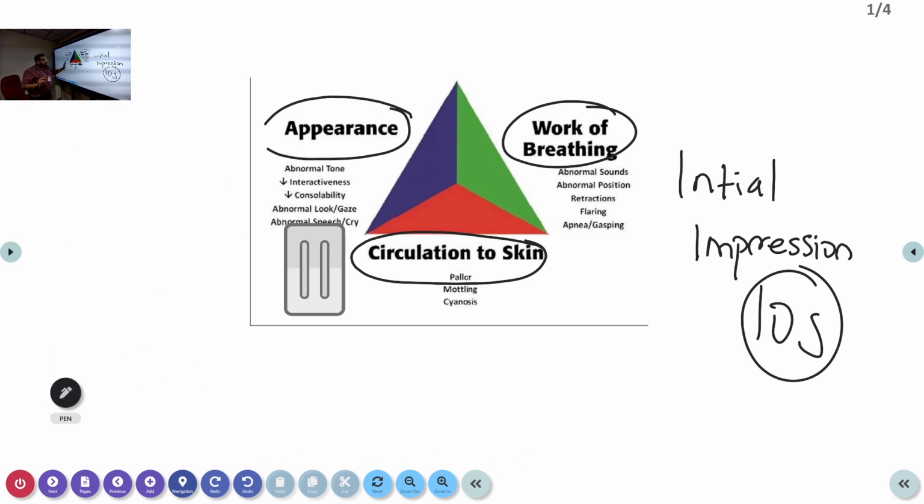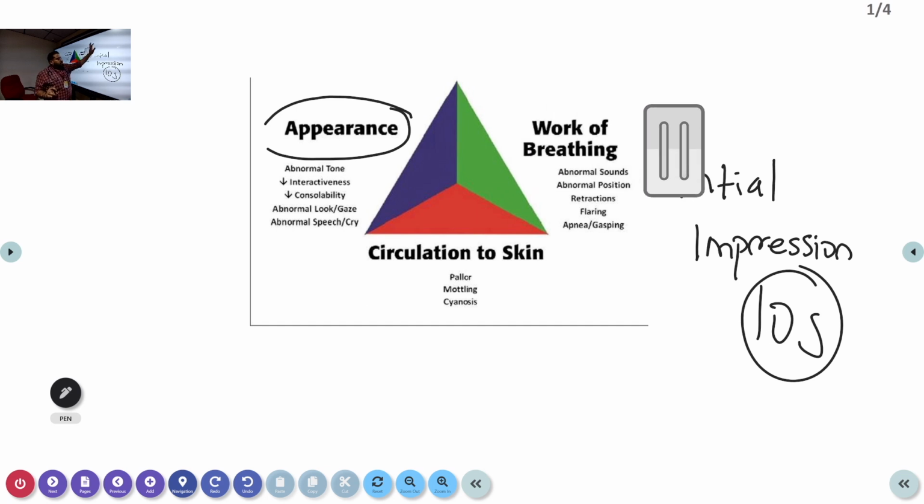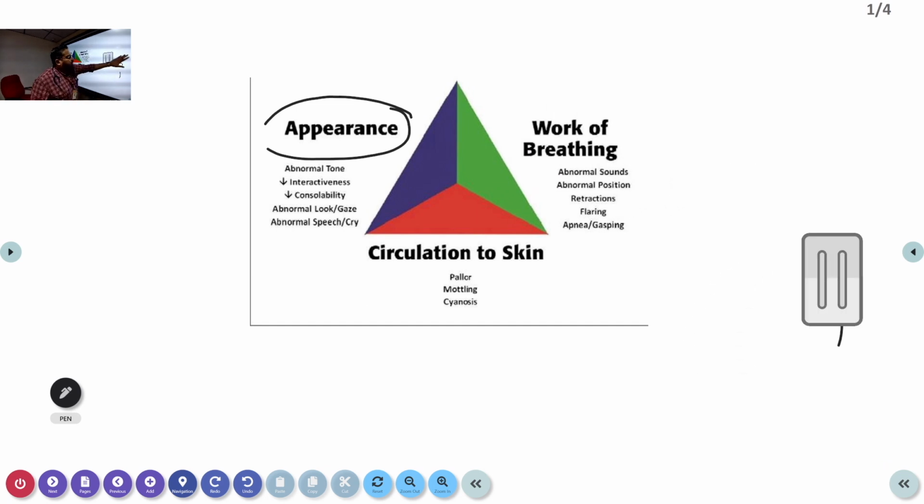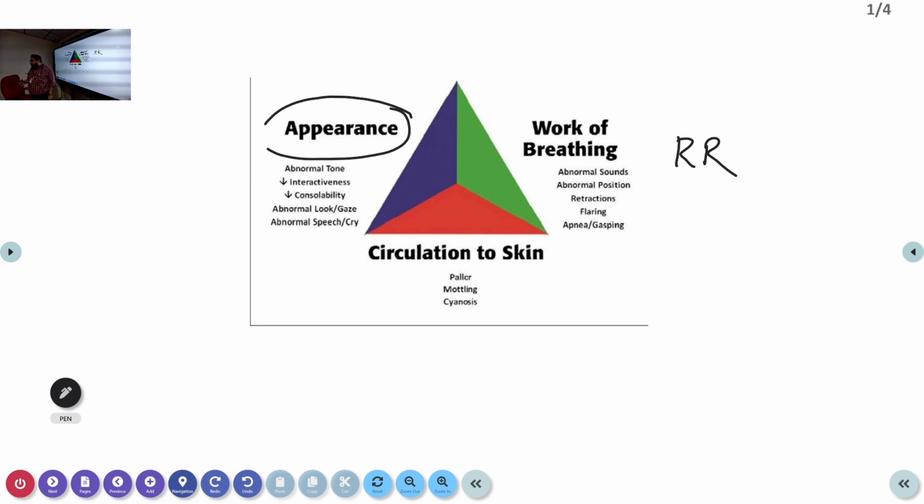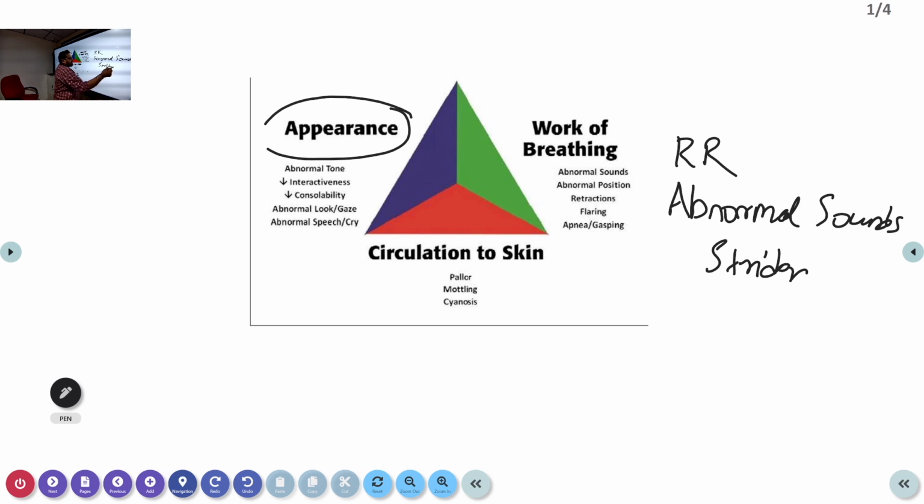So the next thing that will come is the breathing pattern. What are the things you need to look for in the breathing pattern? So work of breathing, the most important thing is the respiratory rate. Whether the child is quite tachypneic, breathing faster. That is one thing you need to remember. And whether you are able to hear some abnormal sounds like stridor, wheeze. So that is the next important thing.